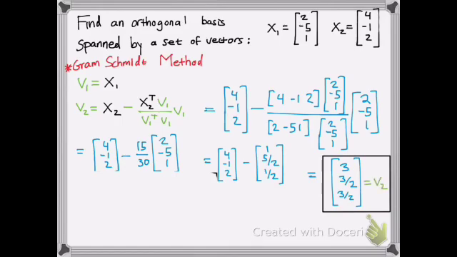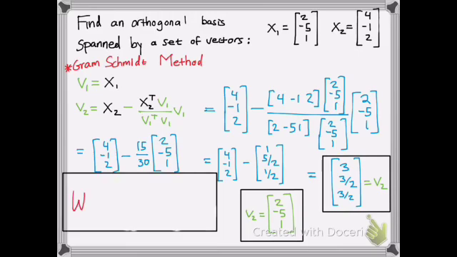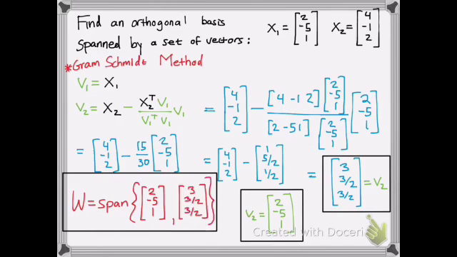Now that's our v2. So the orthogonal basis is simply the span of those two vectors, because now these are the two perpendicular portions, and you can test that as well by taking the dot product. So now you just write it as some arbitrary orthogonal basis w, the span of those two vectors, v1 and v2. And that's how you find the orthogonal basis.